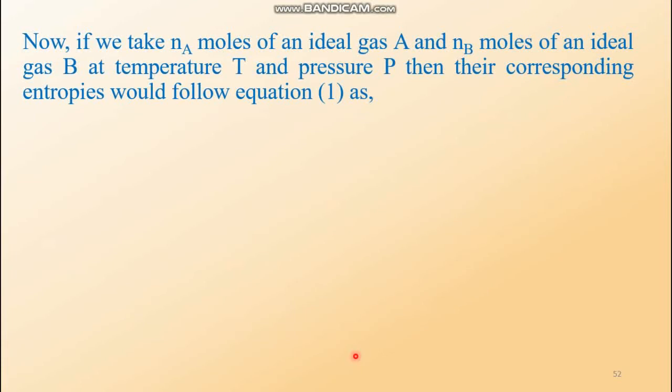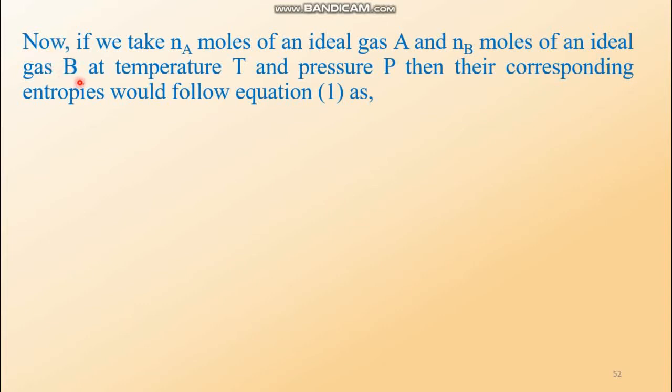Okay, so that's all about the expression of entropy of an ideal gas. Now we have to take 2 ideal gases, suppose name them, the first one as A and the second one as B, at some temperature T and pressure P. So this equation 1 can be applied for both. When these 2 gases remain unmixed, they would have their own individual entropy expressions. Suppose for gas A the entropy is S suffixed A, and for gas B it is S suffixed B.